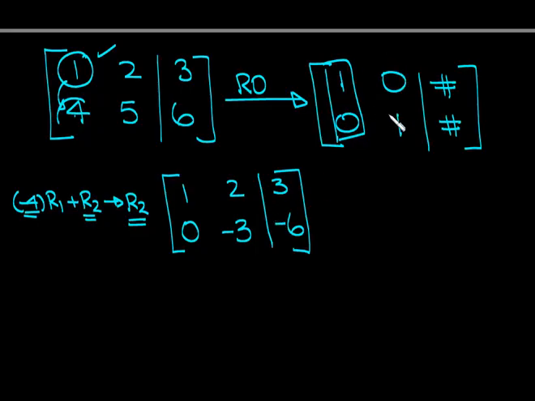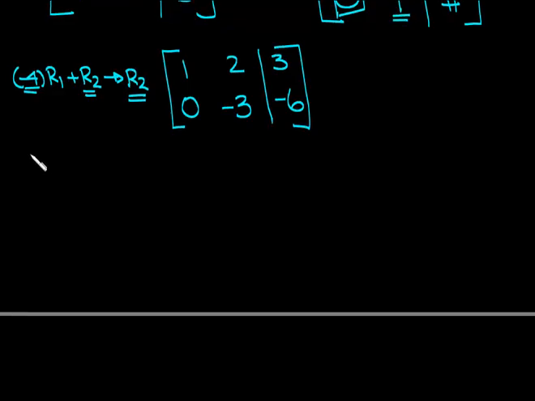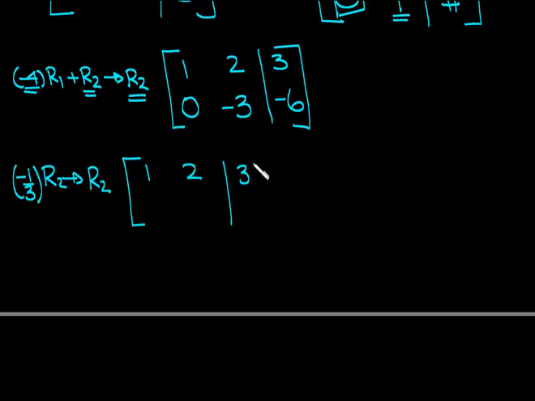Once we go to the next column, you always get the 1 first. Where do we want the 1 this time? In the lower right hand corner. So I want to make this -3 into a 1. So in this case, I'm going to take row 2 and multiply it by -1/3 to give us a new row 2, because my -3 times -1/3 will be just 1. Okay, so I get 1, 2, 3.